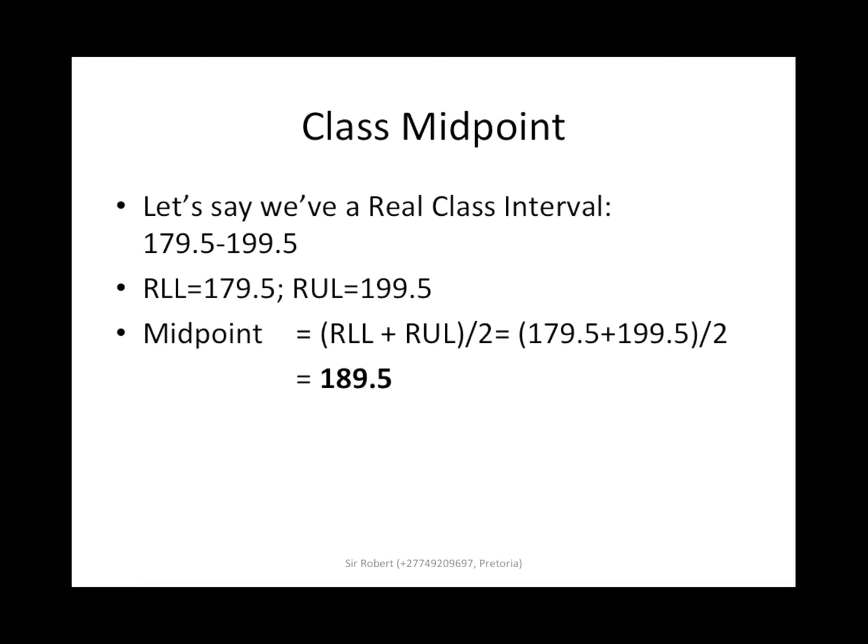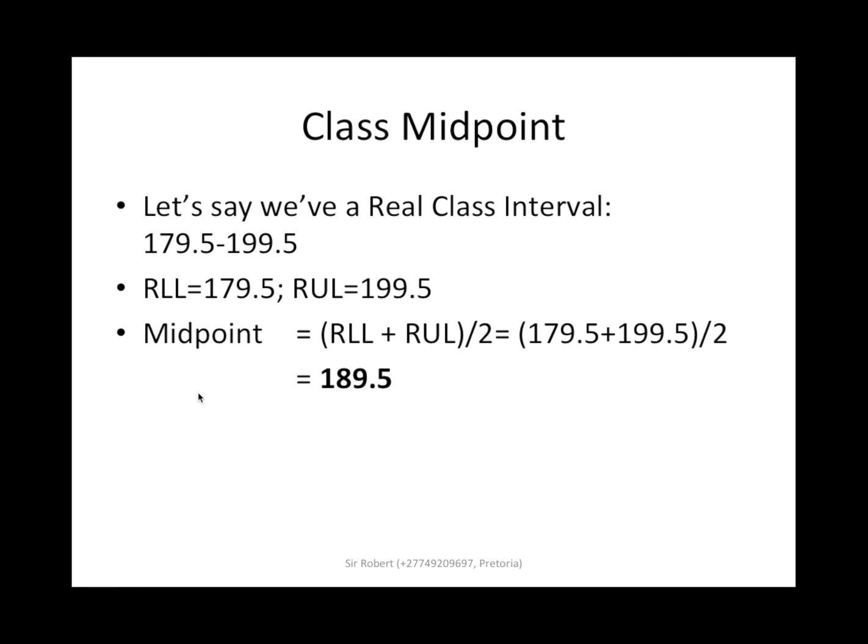Class midpoint. Let's say we have a real class interval from 179.5 to 199.5. So the real lower limit is 179.5 and the real upper limit is 199.5. If you are asked to determine the class midpoint, you just add the real lower limit plus the real upper limit, divided by 2, and you get your midpoint. Midpoints work when you are trying to determine the average of a class, but we will do them in the upcoming section.